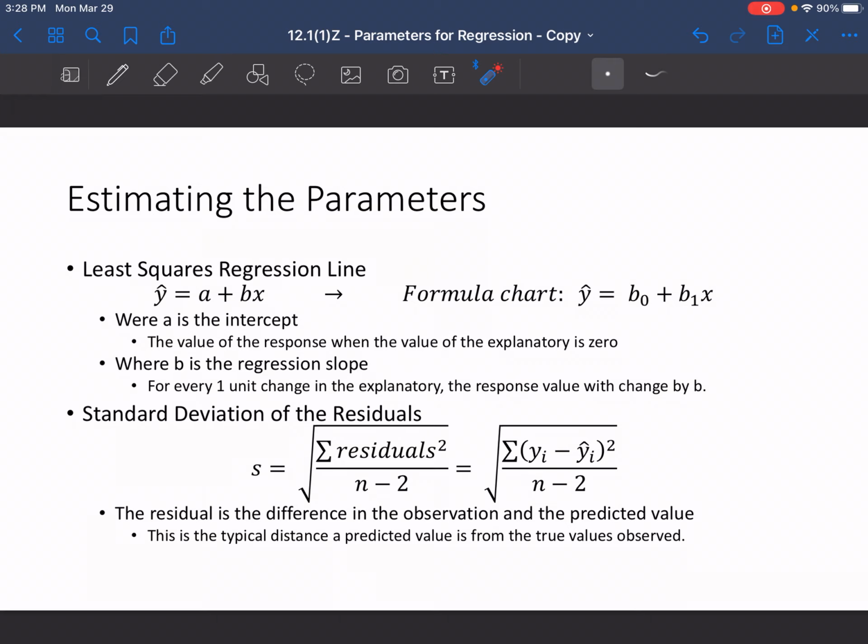And then if we're going to solve for the standard deviation of the residuals, what we would do is we would say s is equal to the square root of the sum of the residuals squared. So we would take all of the values y_i minus y hat_i, square that, add those together, and then divide by the total number in the sample minus 2. And the residual is the difference between the observation and the predicted value. And this is the typical distance a predicted value is from the true values observed.